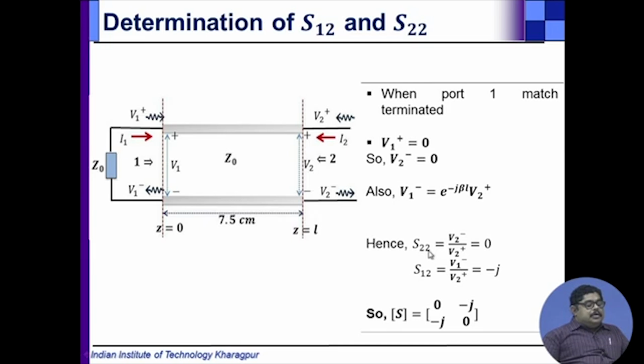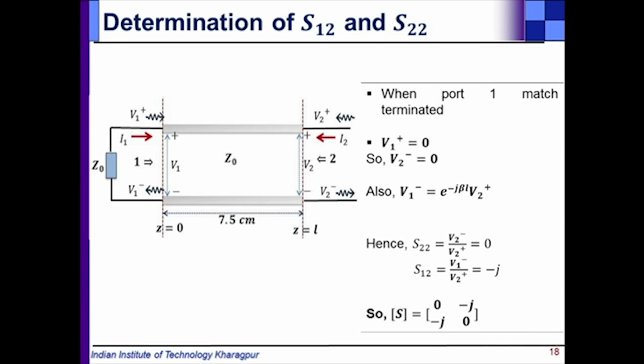Once you have that, find out what is S22. S22 is V2 minus by V2 plus, and V2 minus is 0, so S22 will also be 0. And S12 is V1 minus by V2 plus, that is e to the power minus j pi by 2, that is minus j. So now you put 0, minus j, minus j, 0. So a transmission line with characteristic impedance Z naught, with your reference impedance also Z naught, has no reflection at port 1, and also at port 2 there is no reflection, but there is a transmission, that is why it is a transmission line.